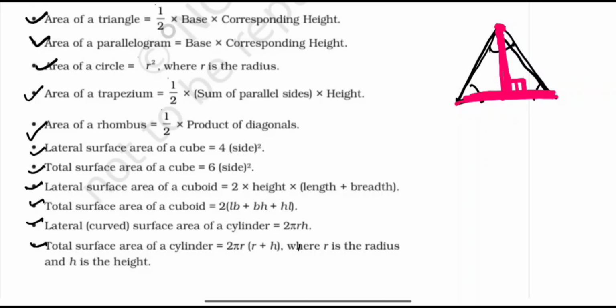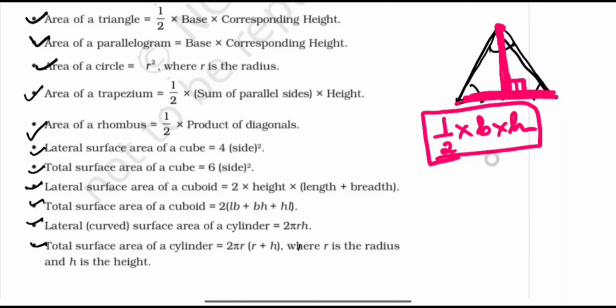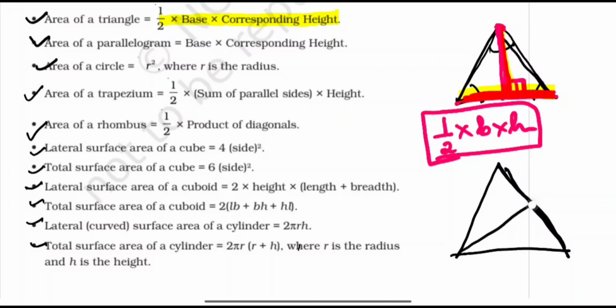Clear? So basically it is the very popular formula to find the area of a triangle, which is half into base into height, half BH. Area of a triangle is half into base into corresponding height. Corresponding height means if this is taken as the base, this would be its height. If I would have taken this one as the base, then it should have been the height. Clear?